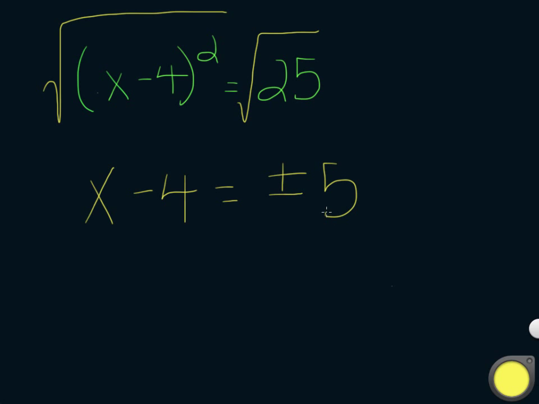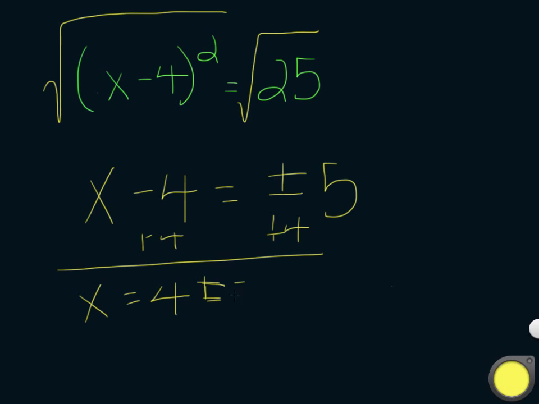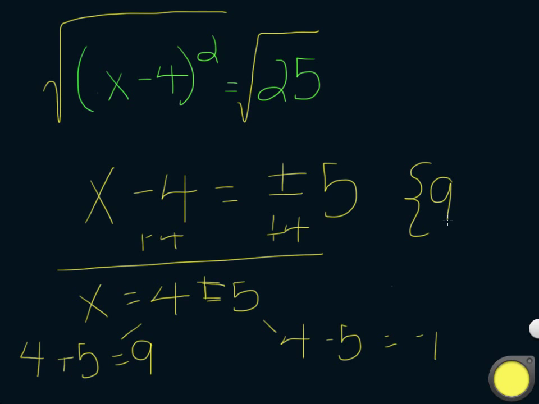Okay, then I can just add 4 to both sides because I'm trying to get this x by itself. So I end up getting x equals 4 plus or minus 5. If I take 4 and add 5 to it, I get 9. And if you take 4 and subtract 5 from it, you'll get negative 1. So that means my two solutions to this quadratic equation are positive 9 and negative 1.